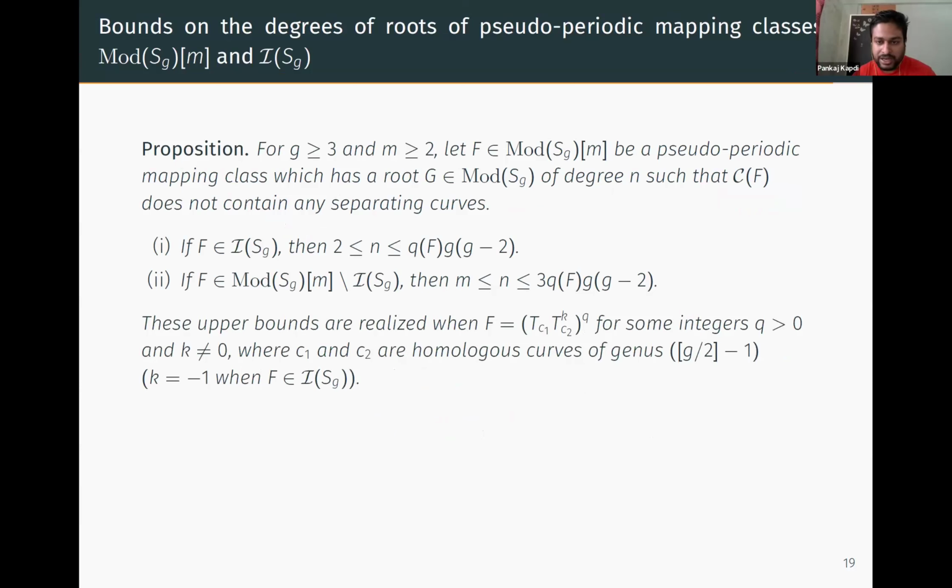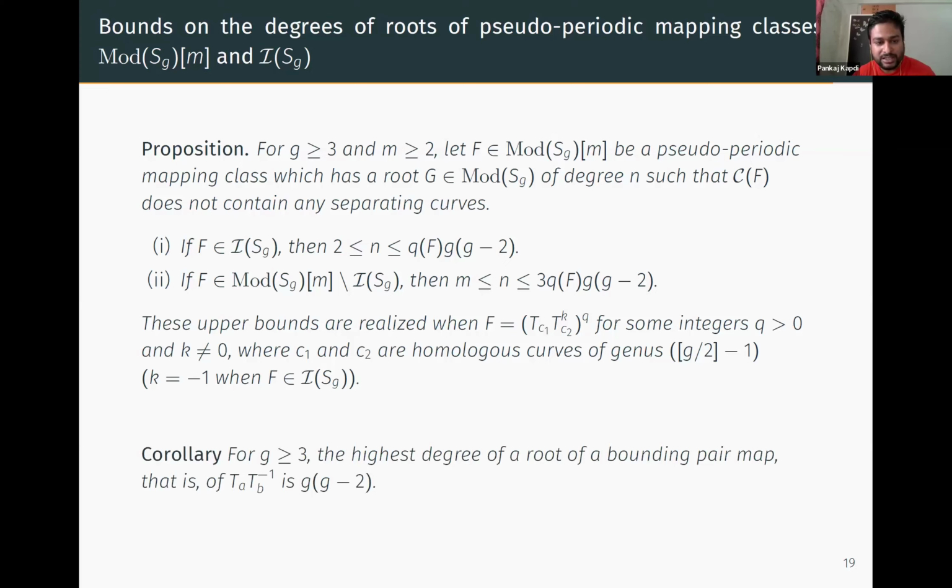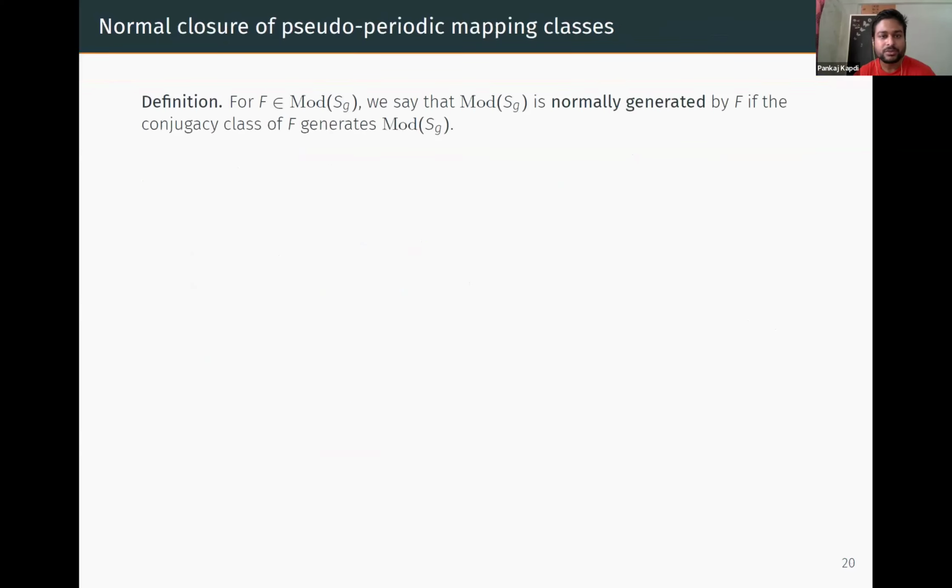And also they are always realized by powers of such mapping classes like T_C1 T_C2 inverse to the power k, where C1 and C2 are homologous non-separating curves. In particular, if you have a bounding pair map, that is T_A T_B inverse, where A and B are non-separating and homologous, then the highest degree is g times (g minus 2).